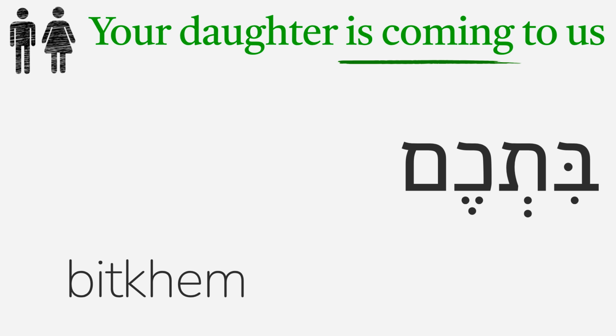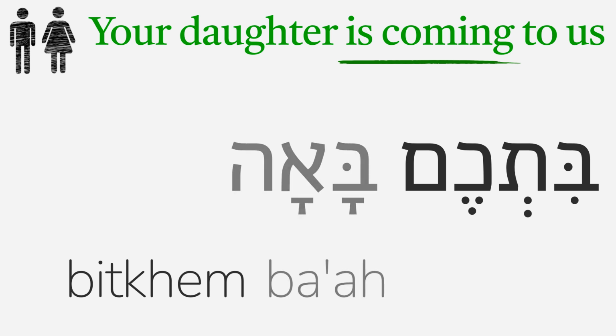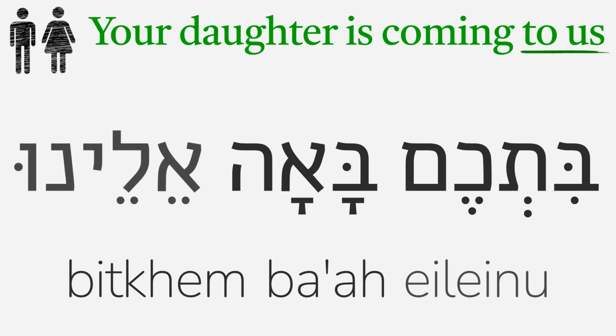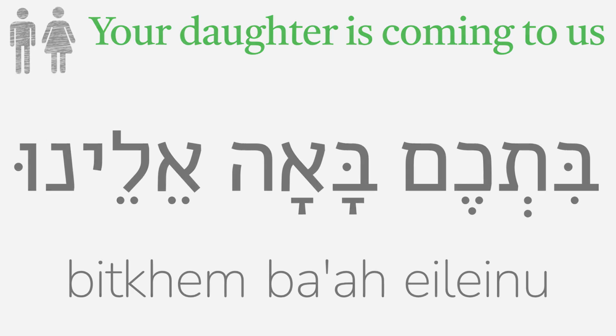So your daughter is bitchem, and next we have the verb is coming. This will be the same as comes in Hebrew, the feminine singular form of which is ba'a. Then to us is elenu. Bitchem ba'a elenu. Your daughter is coming to us. Bitchem ba'a elenu. And that's all for today.